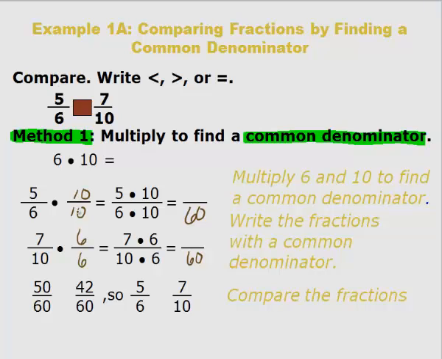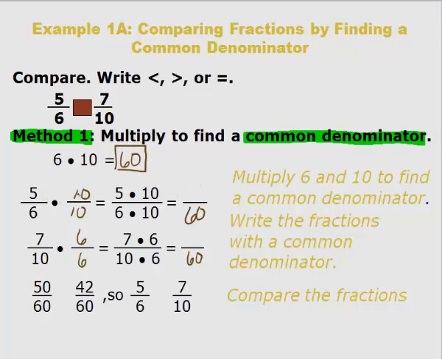Now we can multiply by 10 over 10 because 10 over 10 is the number 1. Likewise, we can multiply by 6 over 6 because 6 over 6 is 1. So we're really just multiplying these fractions by 1 to make them look slightly different. And we can do that because we know that 6 times 10 is 60. So this goes in your notebook.